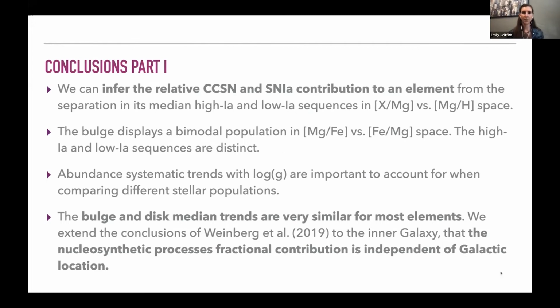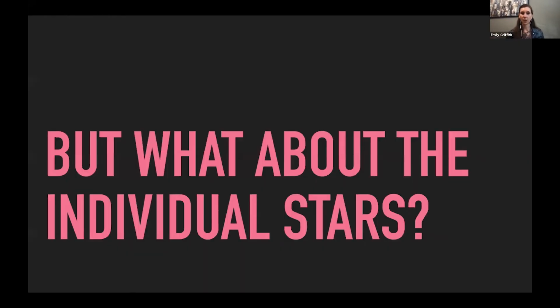For the last 5 minutes or so of my talk, I'm going to talk about something different, which is what about the individual stars? Everything that I've discussed before has been based off of the median trends of the high-Ia and low-Ia populations. But there's also a lot of really interesting detail in the stars that don't lie on the median trends and that have different abundances. So what can we learn from those stars as well?